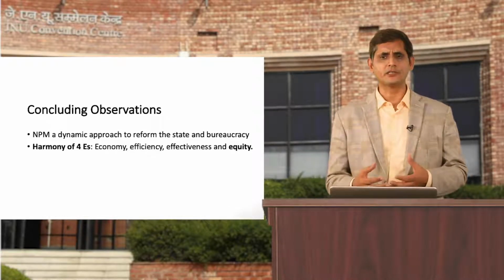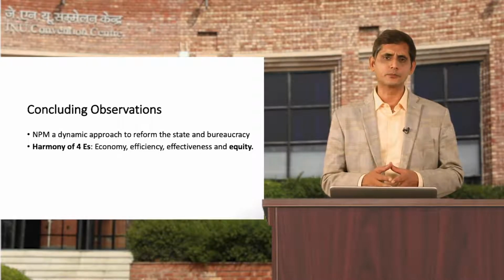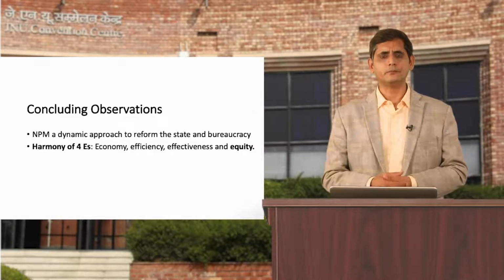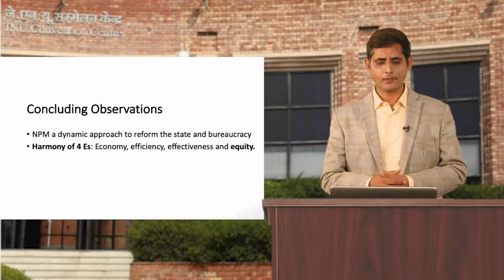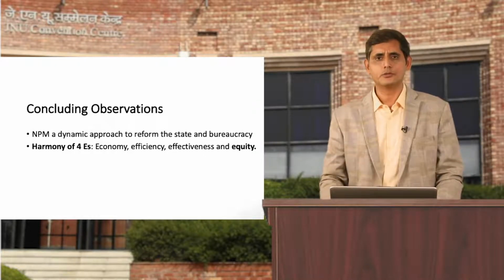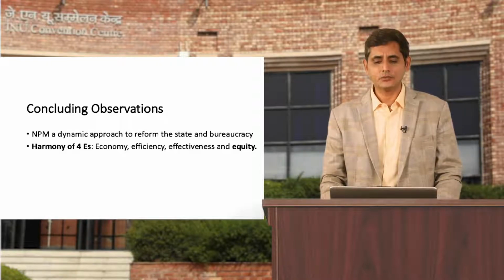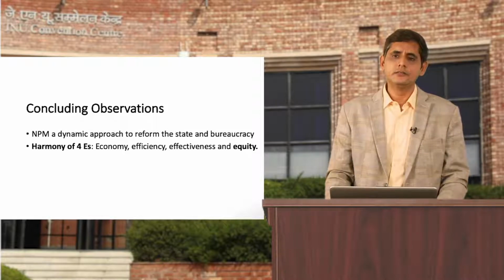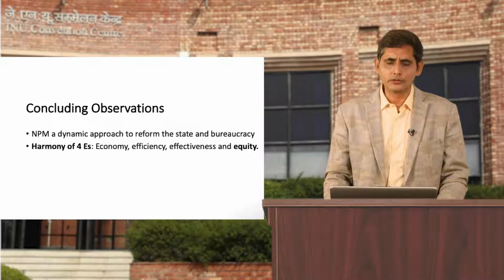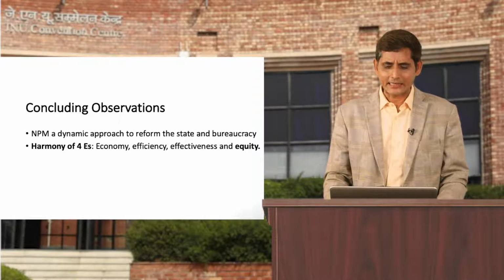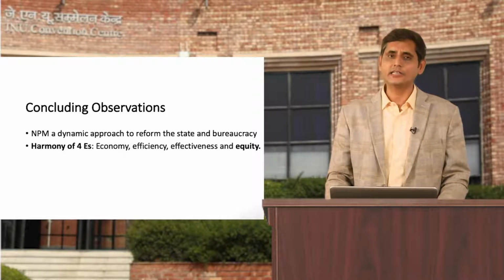There is more and more involvement of the people in the policy making process. Not only in the policy making process, but also in the policy implementation as well as in policy evaluation process. So this is more inclusive and it is more dynamic. This new public management is primarily based on three values, three E's: economy, efficiency, effectiveness. In order to make this approach more inclusive, more dynamic, what we can suggest is that there should be a harmony of 4 E's. What are the 4 E's? These are economy, efficiency, effectiveness, and equity.